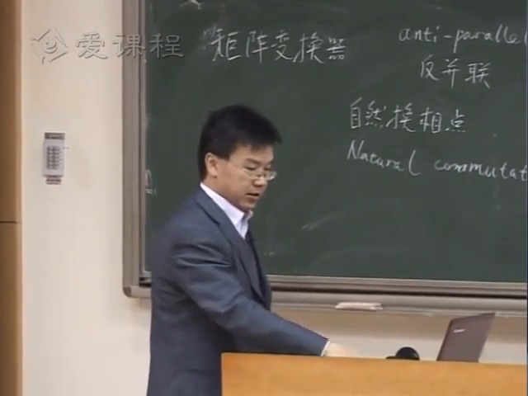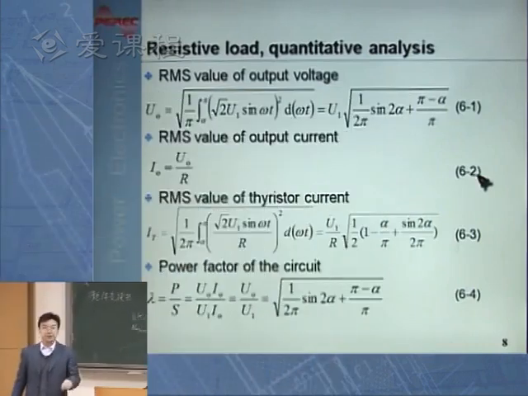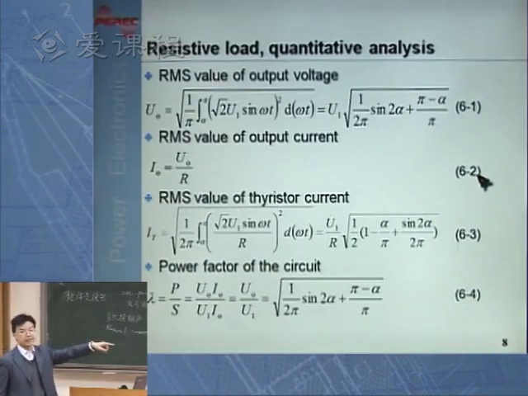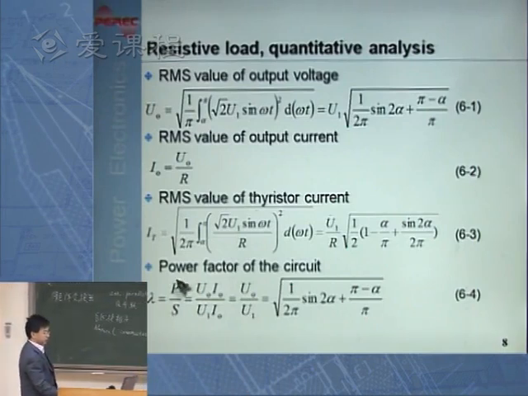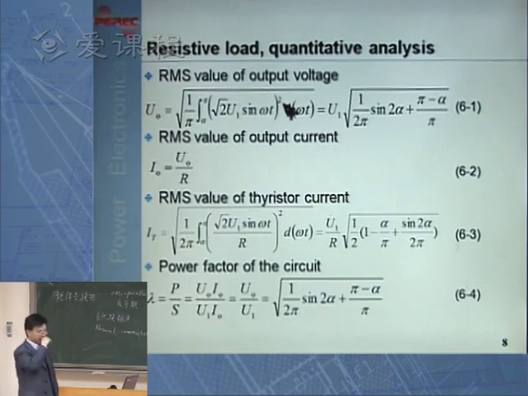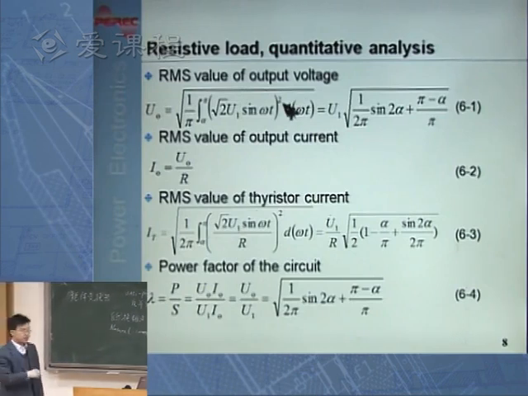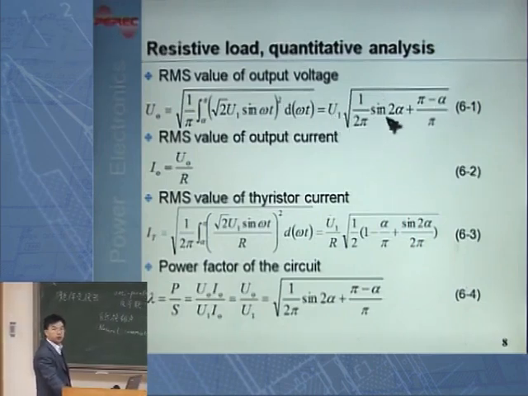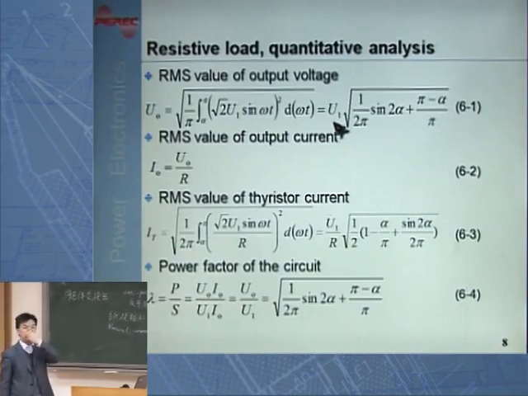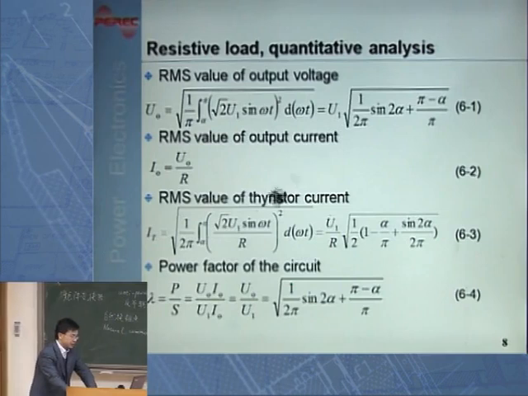Okay? Of course, you can do detailed calculation based on this Fourier series analysis. You can calculate not just the fundamental component, you can also calculate the effective value of the output voltage, or RMS value of output voltage. Okay? You can also see that the RMS value of the output voltage is also changing with alpha. When alpha is changing, this RMS value is also changing, not just the fundamental component. Okay?